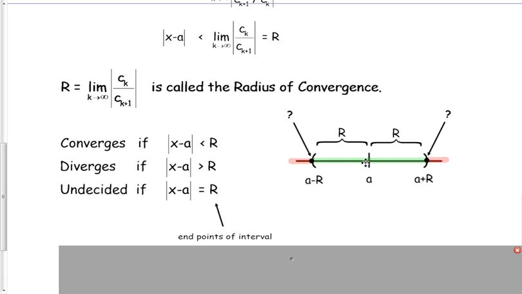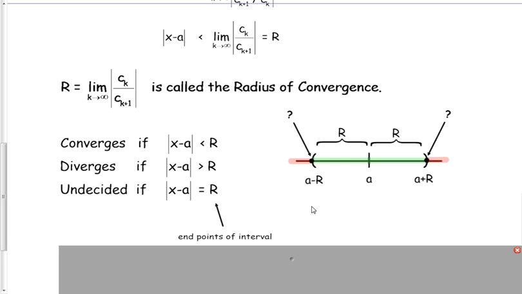See, here's the center a. Here's the radius of convergence. So we go to the right R units, we go to the left R units. In this green area, this is where the absolute value of x minus a is less than R. This green area is the interval. We know that it converges in the green area. In the red area, that's where the absolute value of x minus a is greater than R, so it diverges if we're outside this interval. The only question mark is at the endpoints of the interval itself, at a minus R or a plus R. That's what this is referring to.